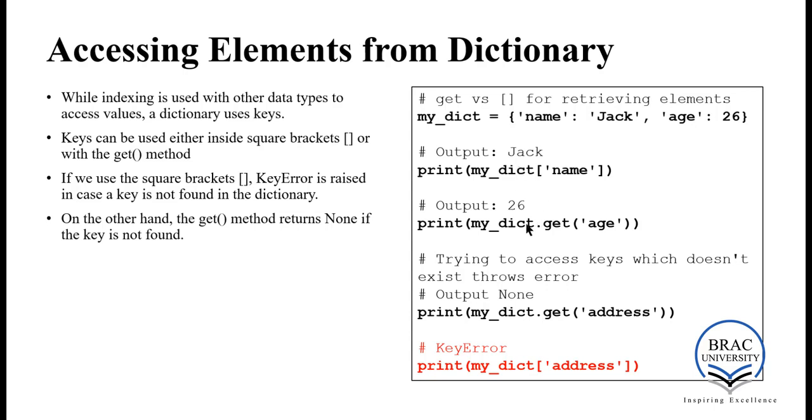In case of invalid keys, just like here there are only two keys, name and age. What if I want to call a different key, which is address? If I try to get a key which doesn't exist in my dictionary, in case of the dot get method, it will show me None. It won't give me any error, it will just show me None. That means this key doesn't exist in my dictionary. But if you write mydict square bracket address, an invalid key, and close the square bracket, it will give you a key error. It will say that this key is not found.